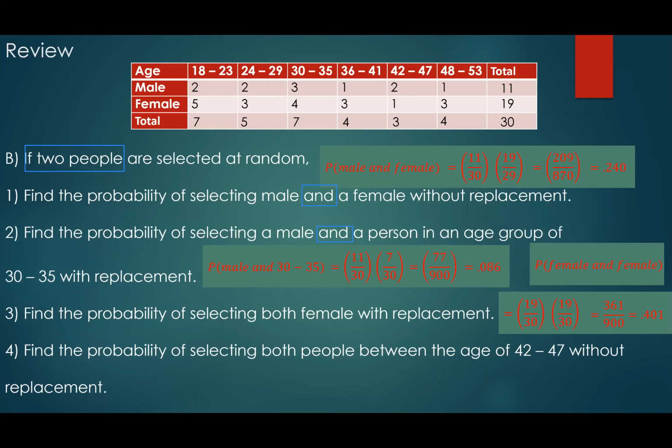And if you look at number 4, you see that it is without replacement. Find the probability of selecting both people, and these two people are between the ages of 42 to 47, without replacement. So basically we're looking for two people in the age group of 42 to 47 and 42 to 47. In this case, everybody see that the first one is how many are 42 to 47, which is 3 of them, over 30.